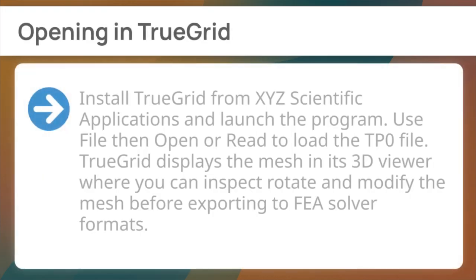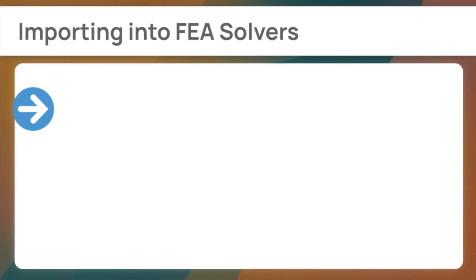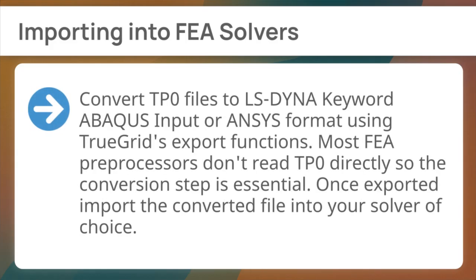First, opening in TrueGrid. Install TrueGrid from XYZ Scientific Applications and launch the program. Use File, then Open or Read to load the TP0 file. TrueGrid displays the mesh in its 3D viewer, where you can inspect, rotate, and modify the mesh before exporting to FEA solver formats.